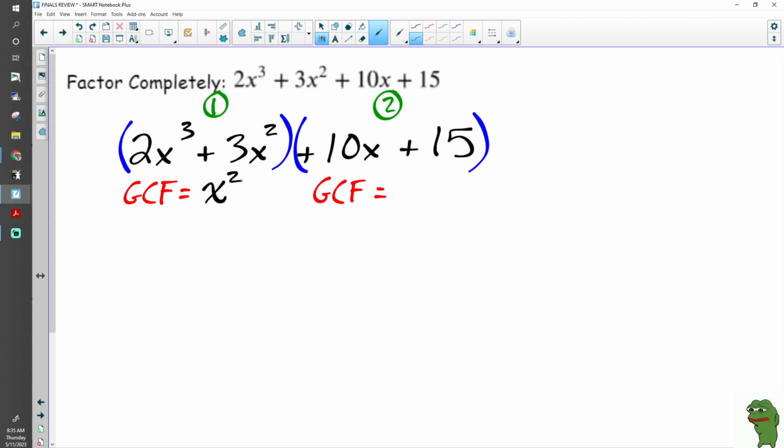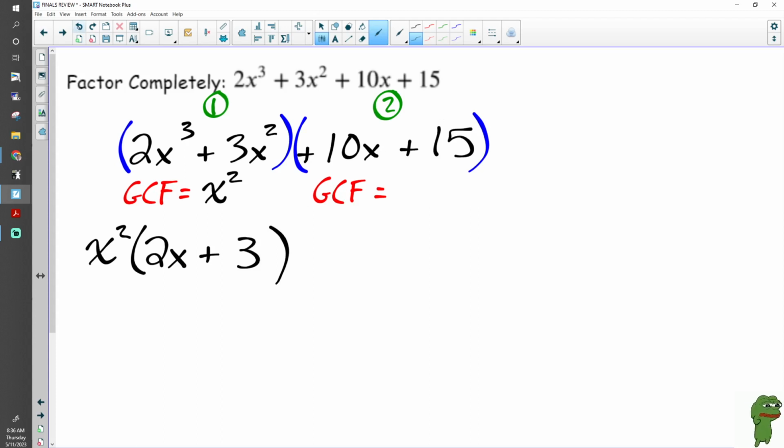So let's go ahead and do that. When we take away an x squared from both of these terms in group 1, because right now group 2 doesn't exist to us, we put our x squared out front, and what's going to be left on the inside? If I take away 2 x's from the 2x to the third, I'm going to be left with 2x. If I take away both x squareds from the 3x squared, it's going to be just a positive 3. Okay, so we took out the GCF of group 1.